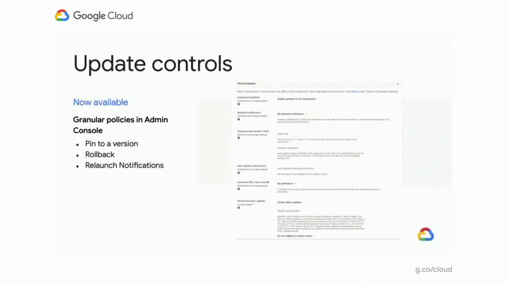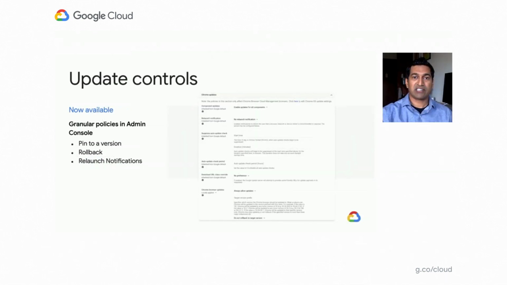Now, update controls is a feature that has recently launched in Admin Console. The main features are pinning Chrome to a specific version and enabling the ability to do a rollback of Chrome browser. In addition, admins can toggle the component updates, configure relaunch policies, configure when we check for updates, toggle cacheable URLs, and also toggle automatic updates. We got a lot of great feedback from our trusted testers, and it is now ready for admins to use.